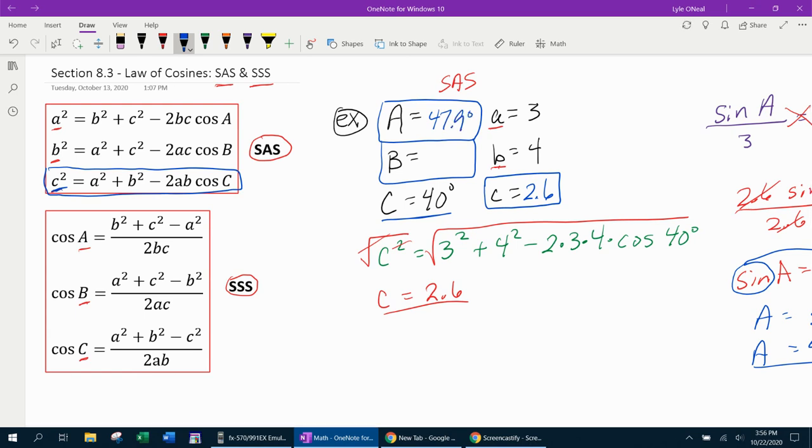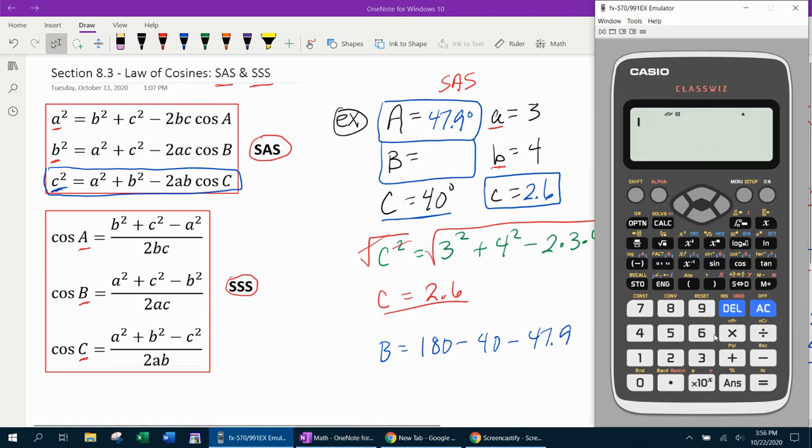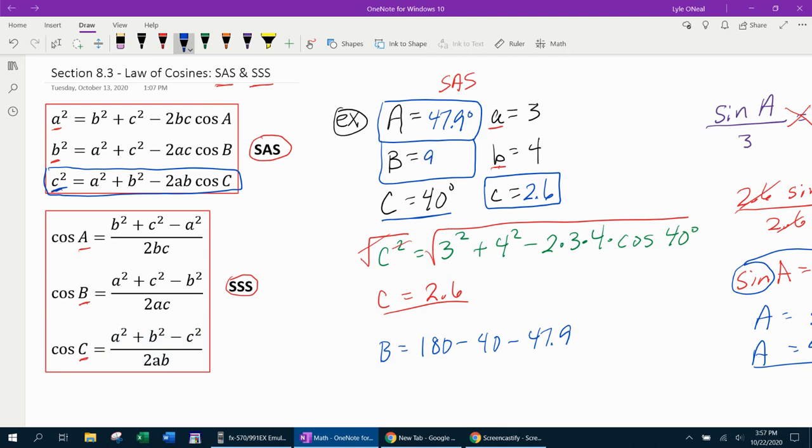And now angle B is super easy because it's the last angle. We're just going to take 180 and subtract the other two answers. Again, I'm going to pull up my handy dandy calculator just to do that arithmetic. 92.1 is my final answer.